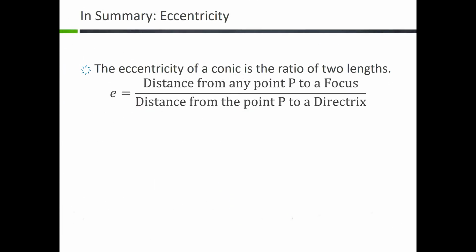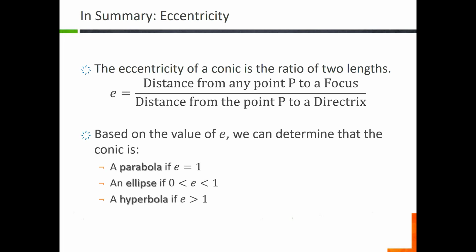Okay, so when we talk about eccentricity, we are defining the eccentricity as the ratio of 2 lengths. It's e, the distance from any point to the focus divided by the distance from the same point to the directrix. So we're talking about the ratio of these 2 distances. Okay, and then once we looked at that, what we observed is that we will have a parabola if the eccentricity is 1. Those distances are always the same.